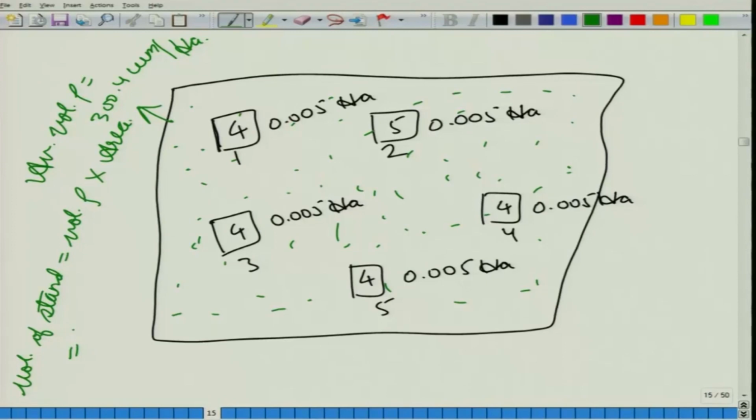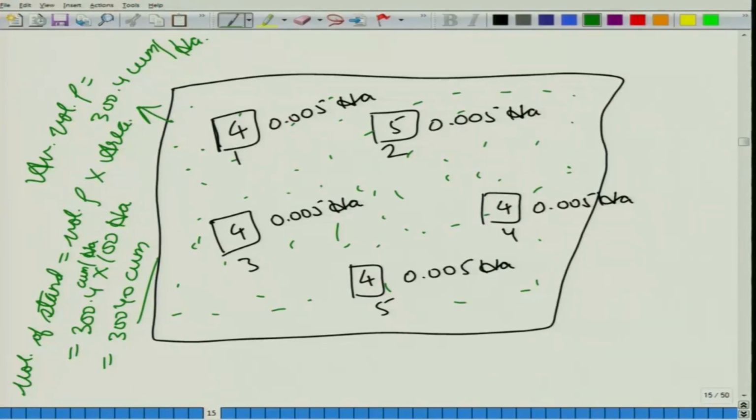So in this case it is 300.4. Suppose our total area was 100 hectares. So this is cubic meter per hectare, so here we will have 30040 cubic meter. That would be the total volume of all the trees in the stand. How does that help us?